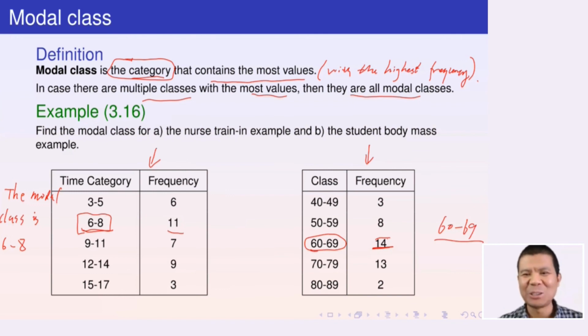In today's class, we talked about measures like standard deviation and variance for exact values, and then we introduced the measures of center and variation for grouped data. And also the modal class. That's all for today's lecture, and I will see you in the next one. Thank you.